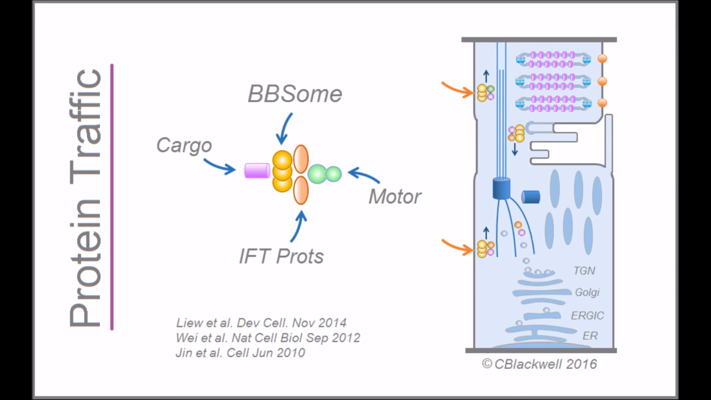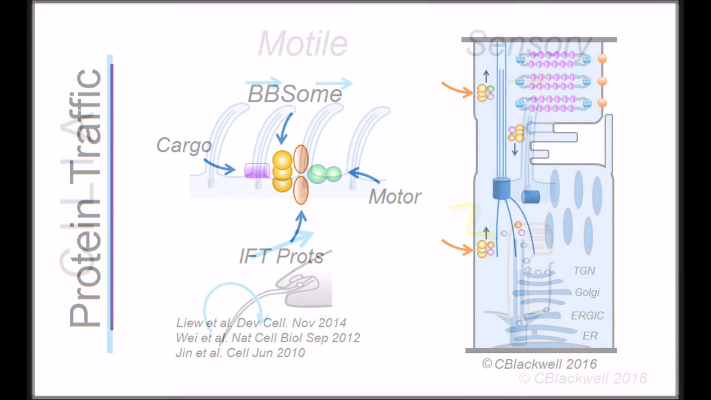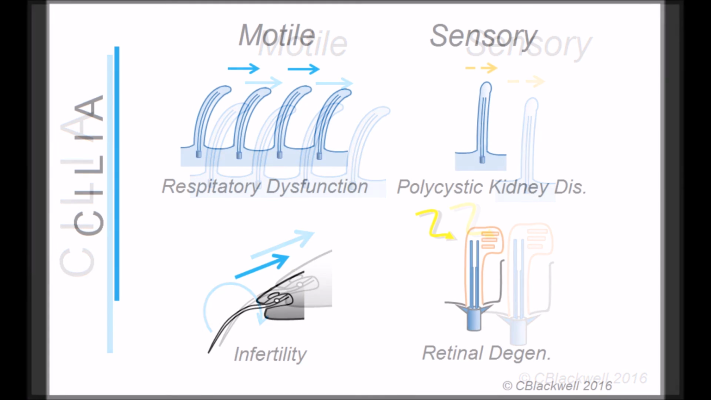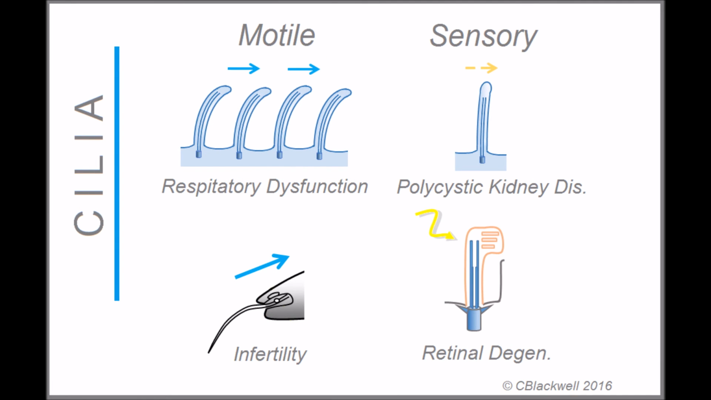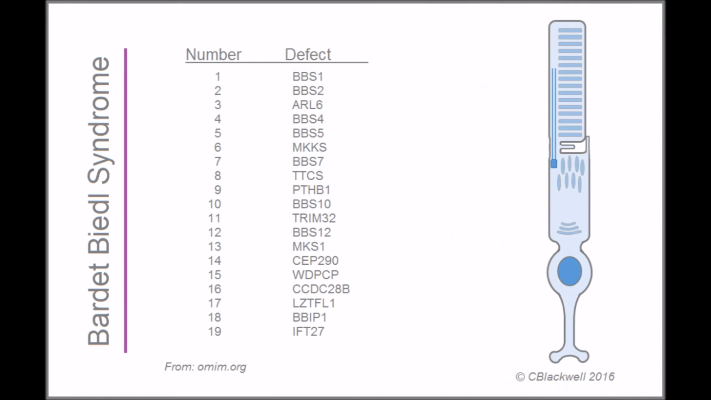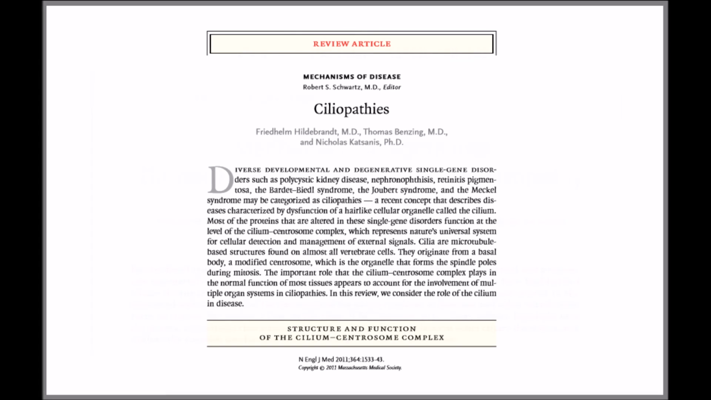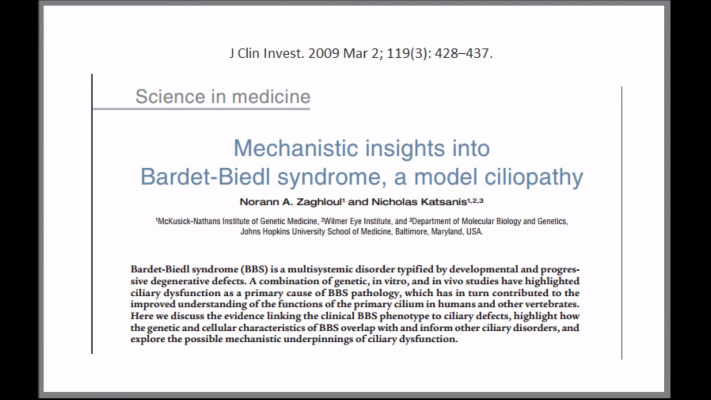Here is an expanded concept view showing the major parts of the BBSome. If the BBSome is defective, then intraflagellar transport is impaired, and that affects a lot of things, making a family of diseases called ciliopathies. Affected organs include lungs, kidneys, retina, and more. Here are the identified genes. And if you wish to read more about ciliopathies and Bardet-Biedl syndrome.